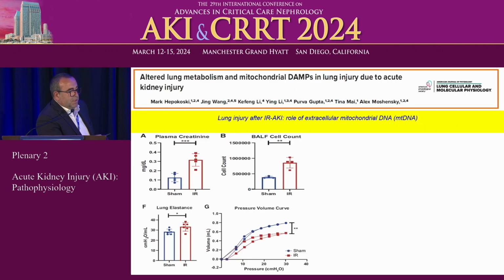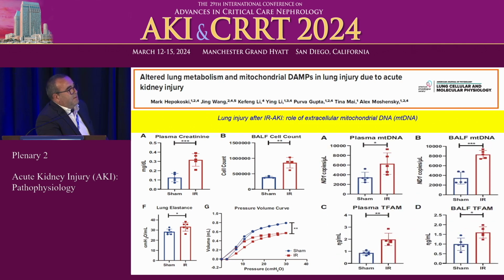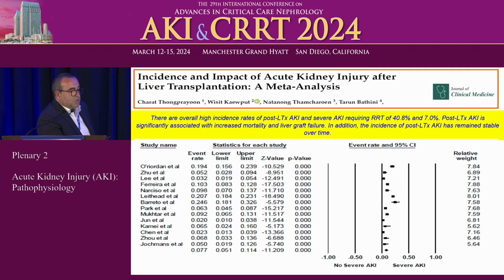And I want to show you this excellent paper by Mark Okusa here at UC San Diego, in which he identified the presence of inflammation in the lung after experimental AKI, and this inflammation is due to the presence of mitochondrial DNA that is released by kidney cells and can reach the lung, inducing damage.